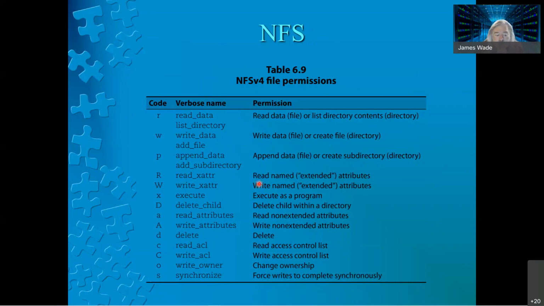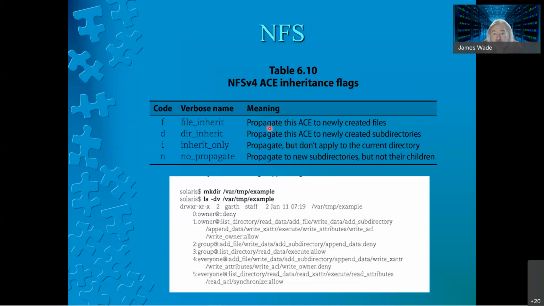You've got read named attributes, write named attributes. Are you allowed to delete children within the directory? Can you execute a program? Okay. And there's others here. Can you change ownership? Here's some inheritance flags. Now, what's inheritance? Inheritance basically means, what do the children below inherit?